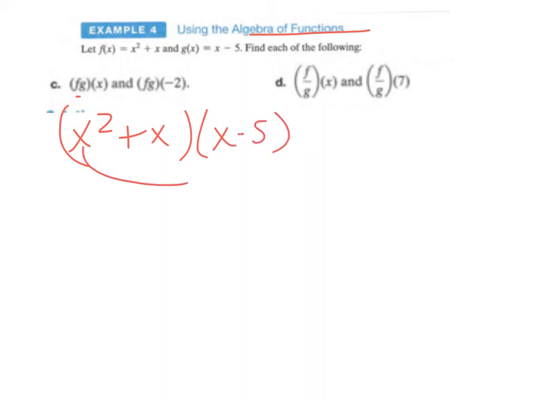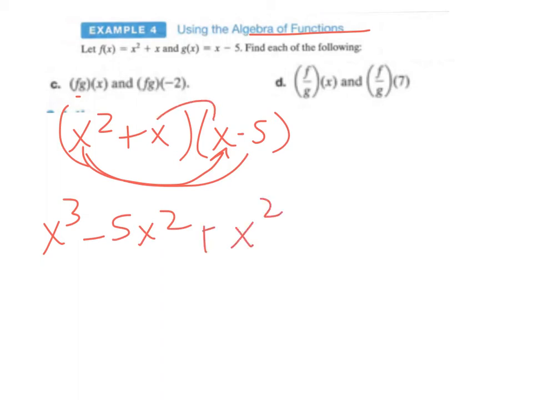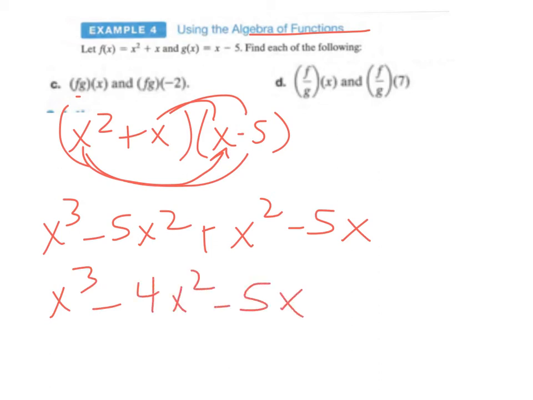So I'm going to do my x squared times x, which is x cubed, my x squared times the minus 5, which is minus 5x squared. My x times my x would be plus x squared, and x times 5 would be a minus 5x. And so if I do the math, this will be x cubed minus 4x squared minus 5x. So that's what the function is multiplied.